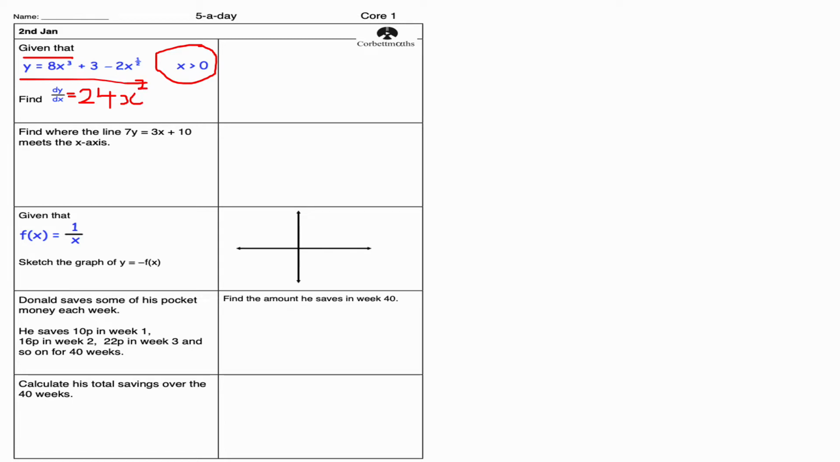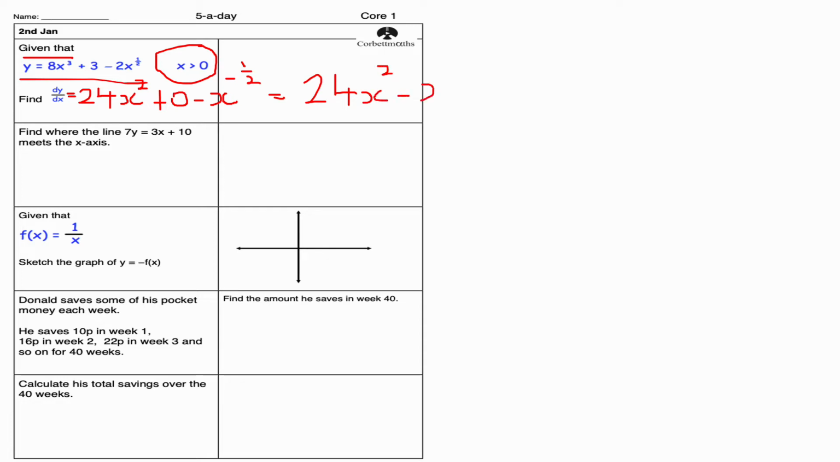So the power comes down as a multiplier, and then the power comes down by 1. Plus 3 differentiates to 0, so I'll just put that in there and then we'll get rid of it. Then differentiating minus 2x to the half, minus 2 times a half goes to 1, so it's minus x, and then a half take away 1 is minus a half. So writing this out fully, I get 24x squared minus x to the minus half.